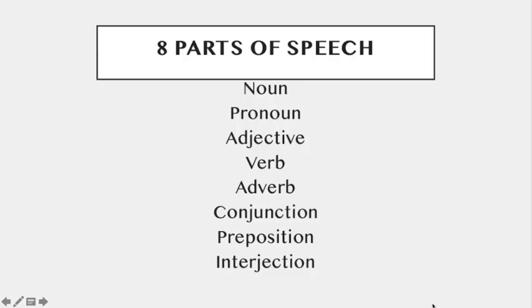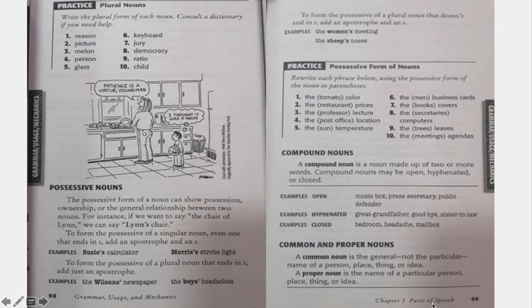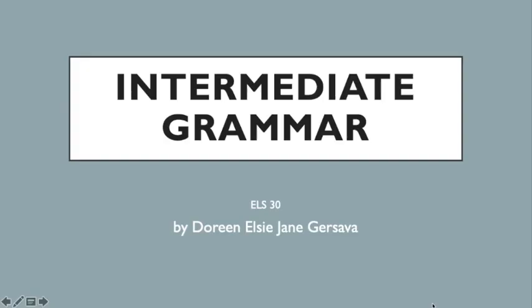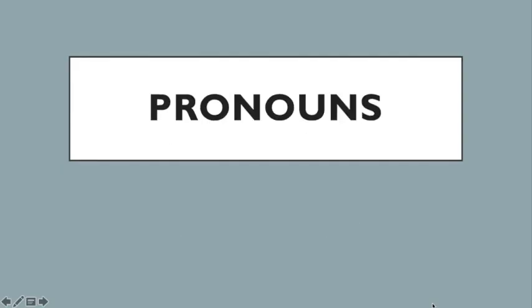So last meeting, we talked about the different parts of speech and we started on discussing each part of it. We are done already with understanding what nouns are. And of course, we discussed concrete and abstract nouns, singular and plural nouns, as well as possessive nouns, compound nouns, common and proper nouns. And we also had an activity, which I hope all of you were able to take because this is a recorded activity. Now, today in our discussion, we will be talking about pronouns.